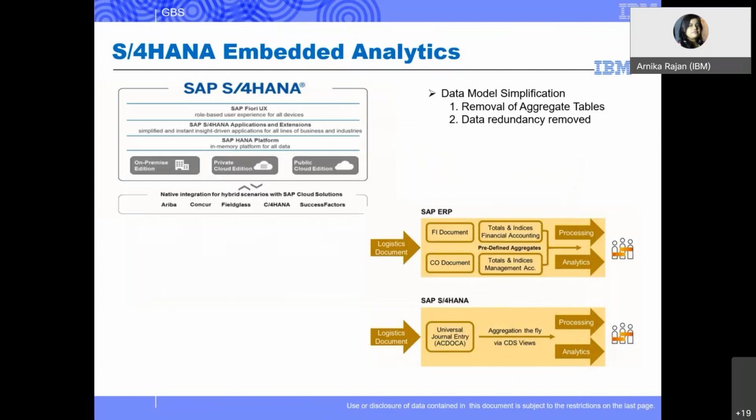This is simple, like SAP ERP. Earlier we had FICO, finance: FI document and CO document separate, and we used to do aggregates and all, which was a bit challenging. Now in SAP S4 HANA we have merged both into ACDOCA, which is the journal entry table. Here, if you use a CDS view, we can do cubes and all aggregations on the fly. So both analytics can be done parallelly along with the operational data.